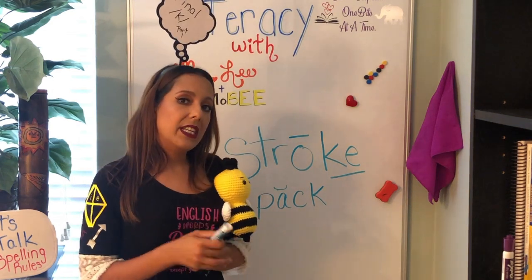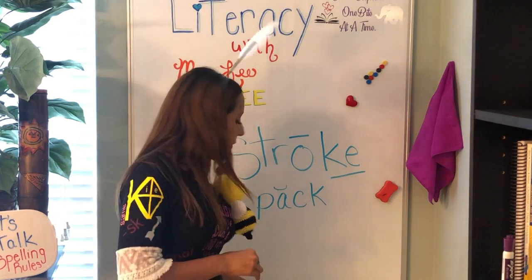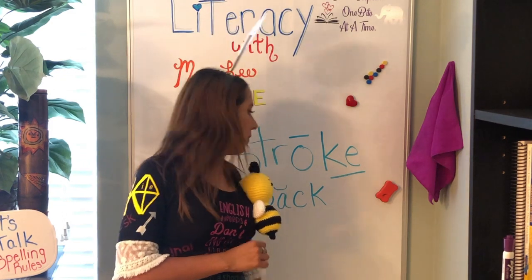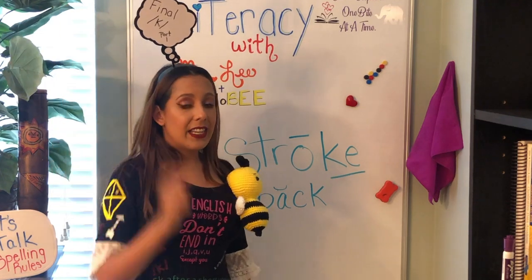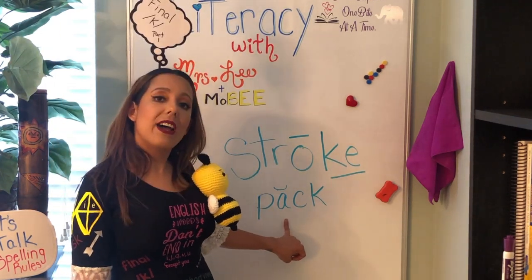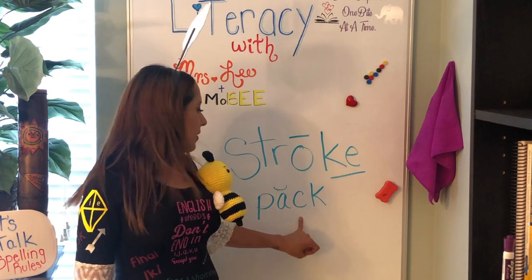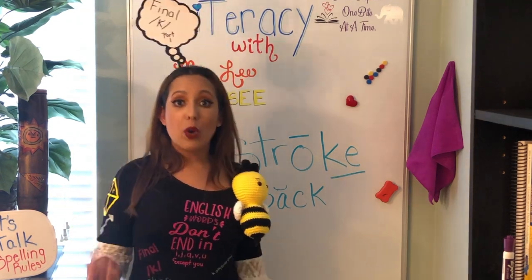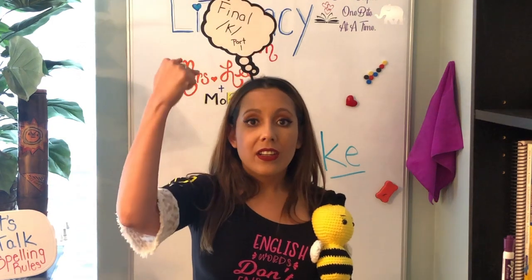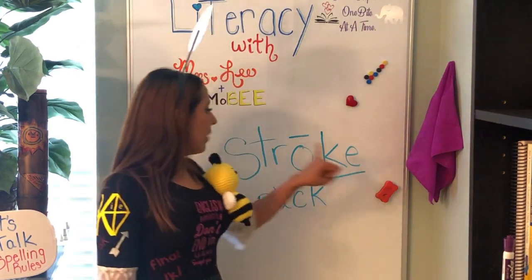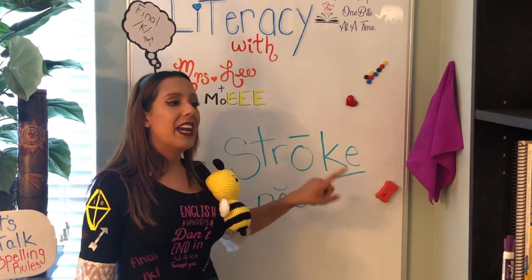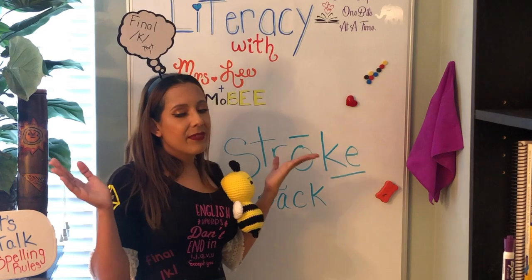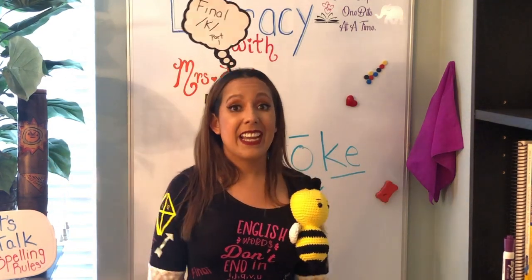So boys and girls, you've learned the final K sound, and you've learned the final CK sound. So let's review really quickly before I let you go, because I know this one's been a long video. In a word that ends in a K sound followed by a short vowel, that K sound is spelled CK. And in a word that ends in a K sound, but the vowel is long, that K sound is spelled KE.